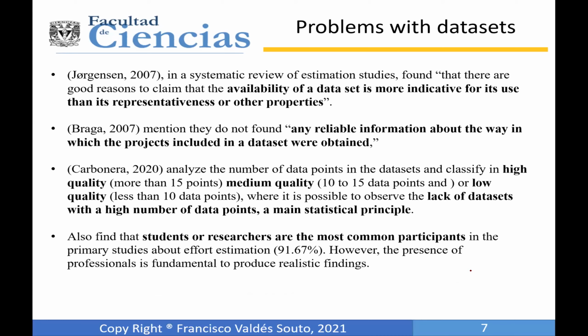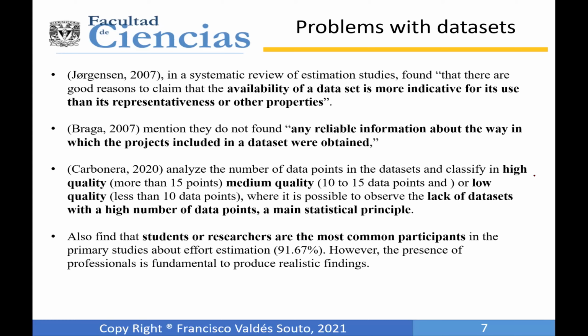Also, Carbonera analyzed the databases in the literature, and they classify them in three classes: high quality, medium quality, and low quality. Considering the high quality, data sets with more than 15 points; medium quality with 10 to 15 data points; and low quality, fewer data points.